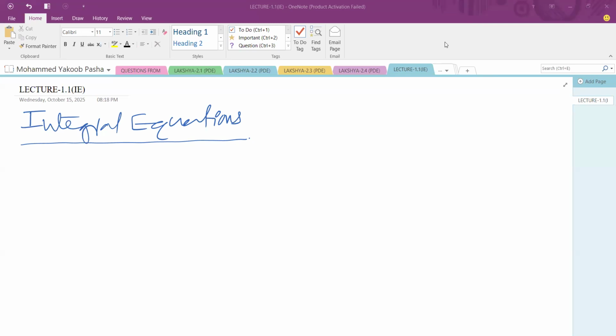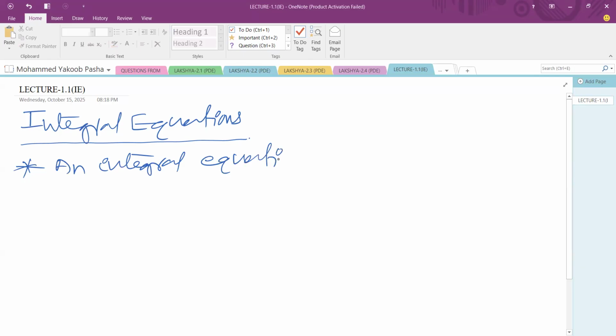Okay, there are some shortcuts, some tricks. First, we can start from the beginning. First, let's see the definition of an integral equation. An integral equation is an equation. First of all, it is an equation.